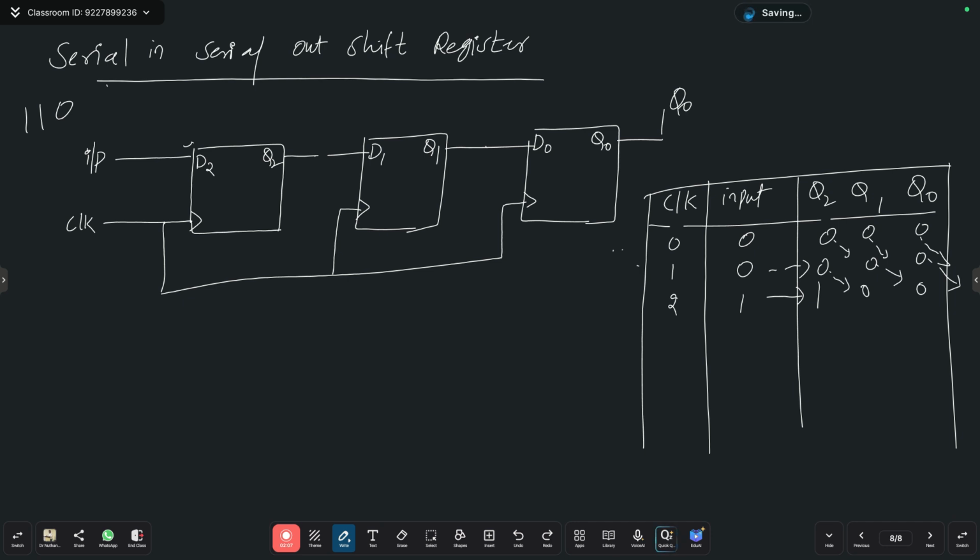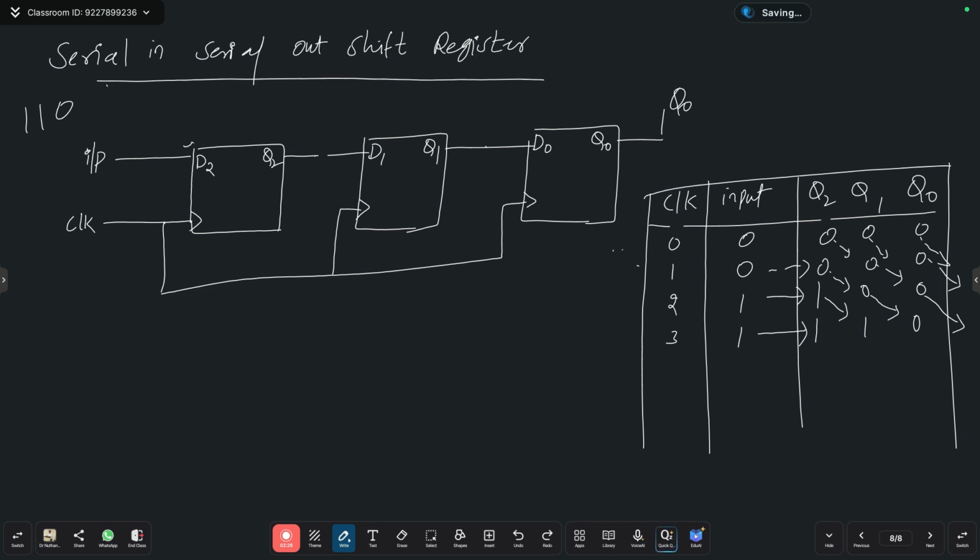Then next one. What is the next one? The third clock, input 1. What is happening here? This will come to here. This will come to 0. This one vanishes out. Right?